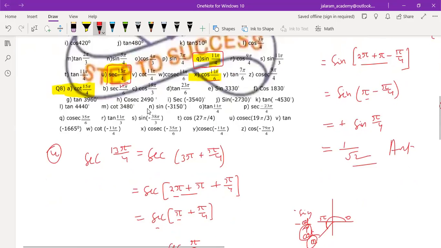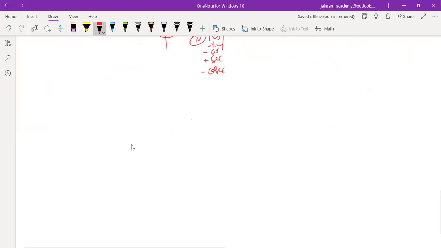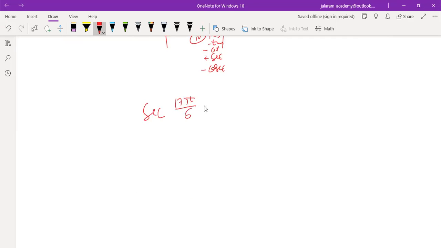Again, now when we discuss question number b, it is sec 13 pi by 6. 6 3s are 18, so it can be written as 3 pi minus pi by 6. So you can write it as what? Sec 17 pi by 6. 6 3s are 18, 3 pi minus pi by 6.